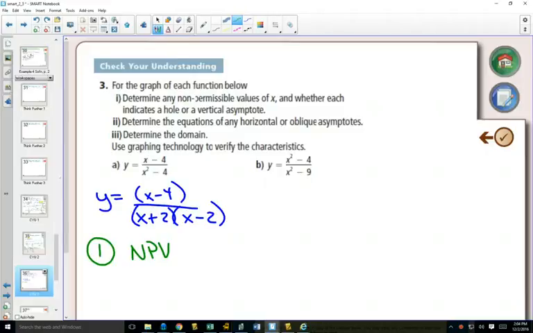So non-permissible values, x can't equal -2, x can't equal 2.